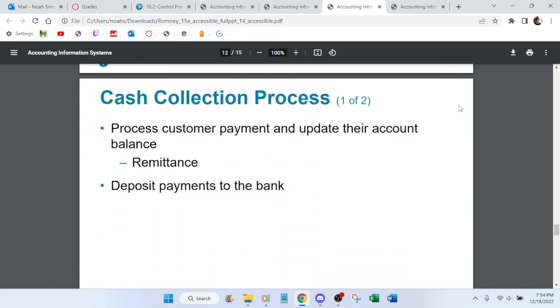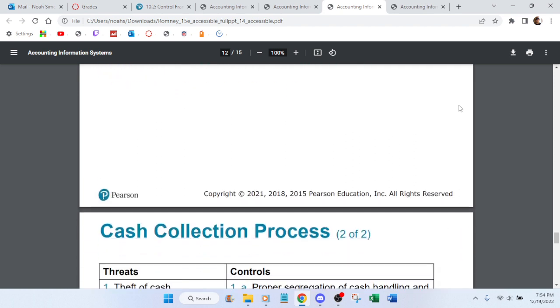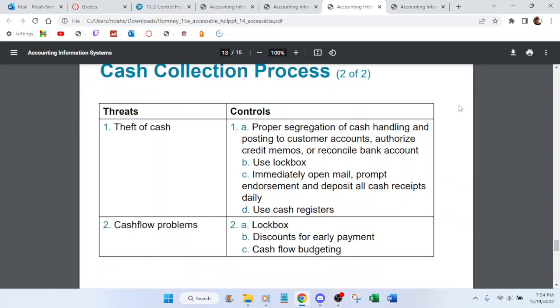Cash collection process: customer payment and update their account balance. Remittance. Deposit payments to the bank. Theft of cash: proper segregation of cash handling and posting to customer accounts authorized. Credit memo or reconcile.